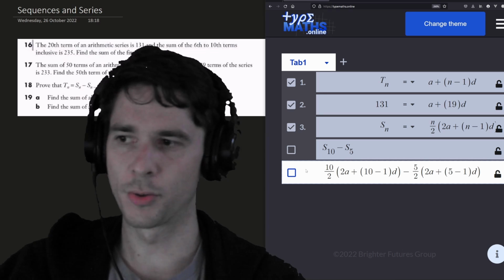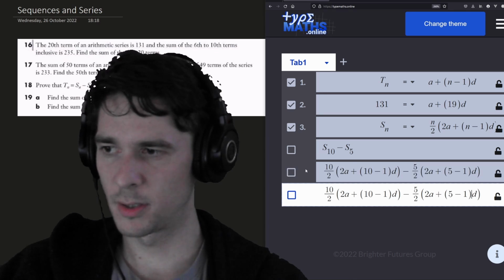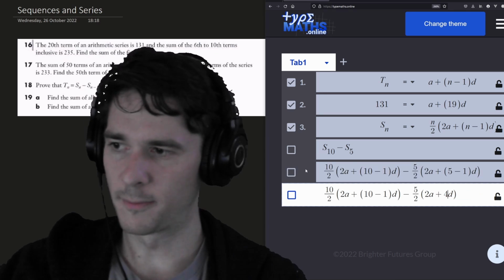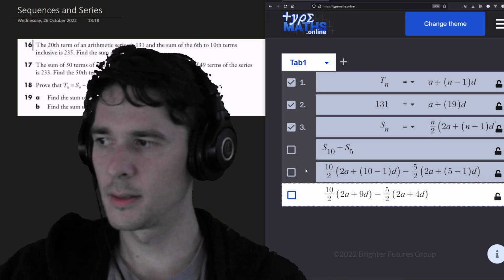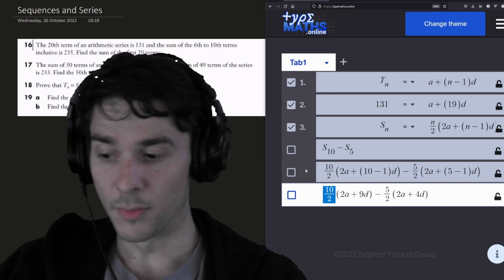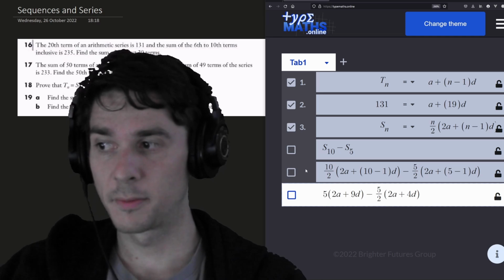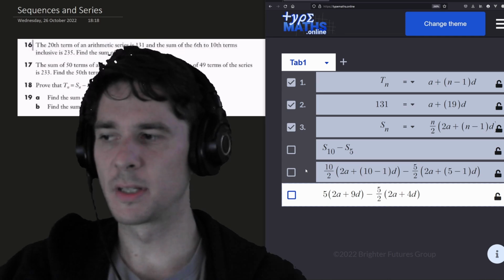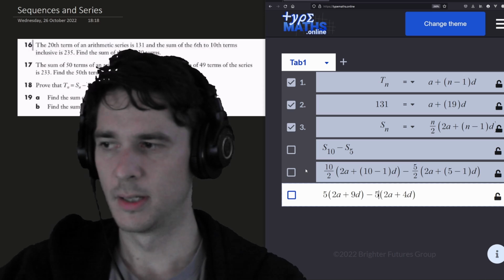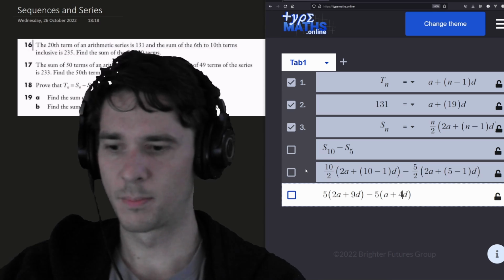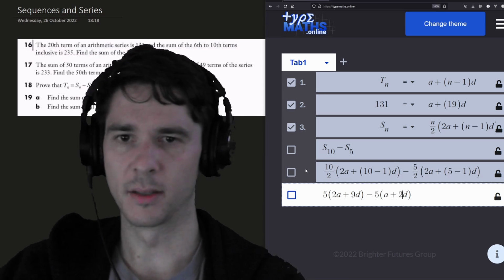Excellent. So let's just go through a few steps of simplification. 5 minus 1 is 4. 10 minus 1 is 9. 10 over 2 is 5. And we can even do something a little sneaky here. We can take this factor of 1/2 and just multiply that into the brackets.